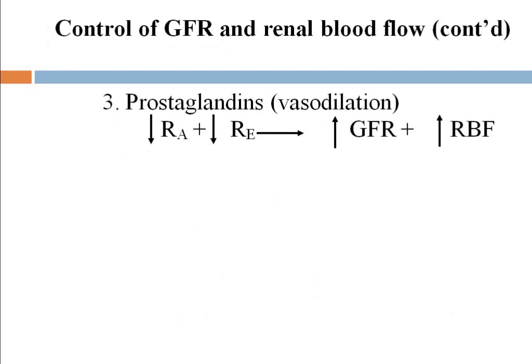The third factor which is affecting GFR and renal blood flow is prostaglandins. Prostaglandins are vasodilators. So what is it doing? When there is any vasodilator, it is going to decrease the resistance of afferent as well as efferent arteriole. So when both the resistances are decreased, there will be more blood flow and more GFR. Okay. So that is very simple. Since prostaglandins cause vasodilatation, they cause a decrease in the resistance of afferent arterioles as well as efferent arterioles, and thus there will be an increase in blood flow and an increase in GFR.